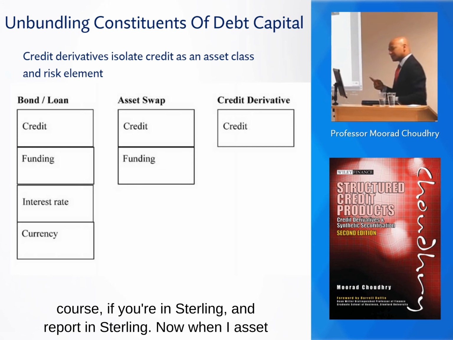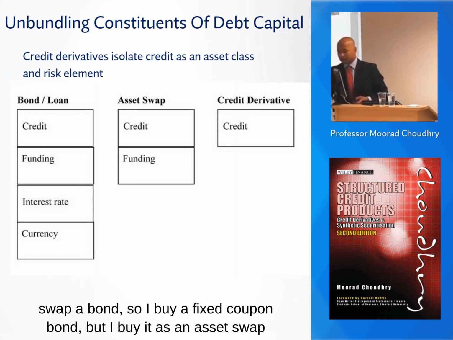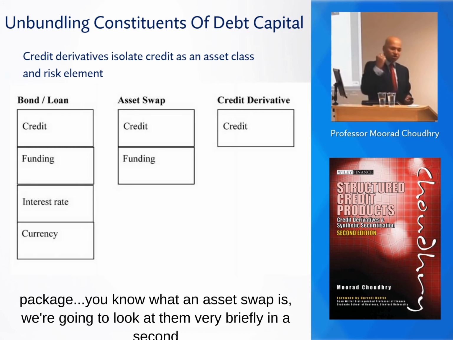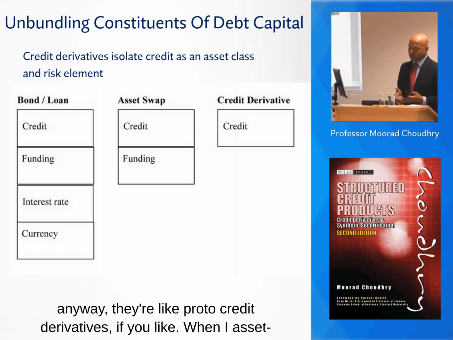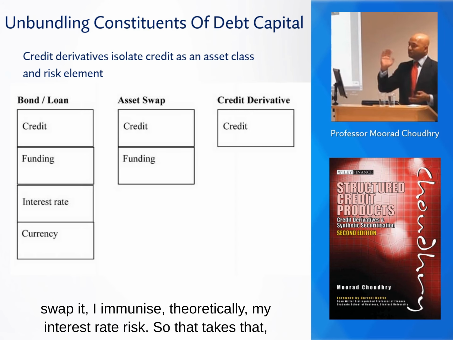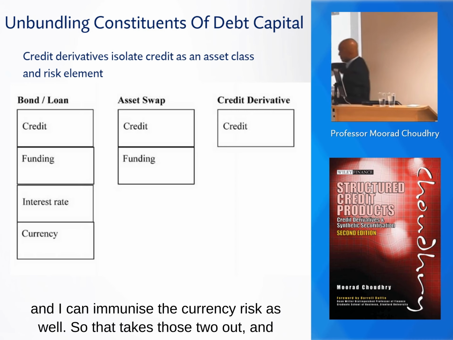Now, when I asset swap a bond, so I buy a fixed coupon bond, but I buy it as an asset swap package. You know what an asset swap is. We're going to look at them very briefly in a second anyway. They're like proto-credit derivatives, if you like. When I asset swap it, I immunize, theoretically, my interest rate risk. So that takes that, and I can immunize the currency risk as well.